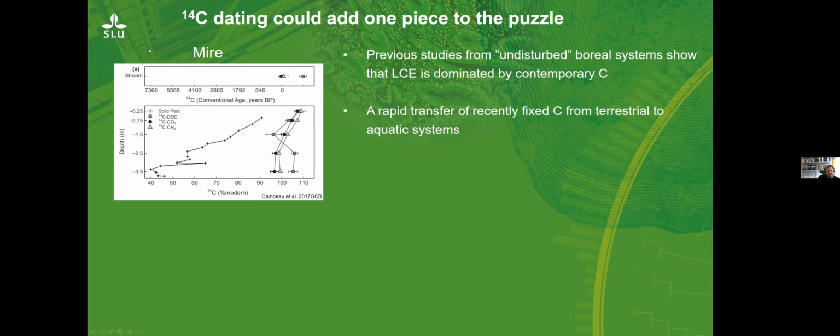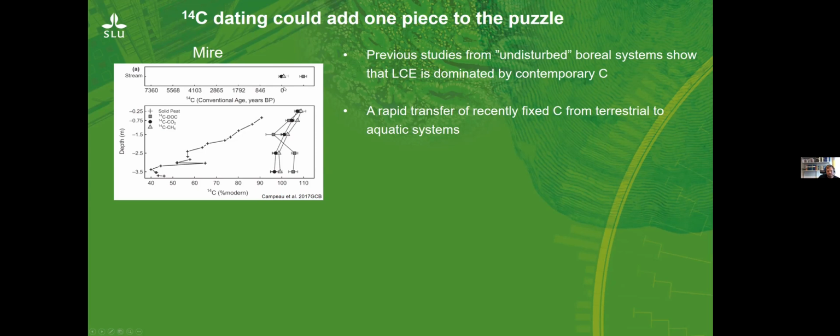And on the top level here, and I should say that this is collected from the Degerö Stormyr, which is one of the control plots we will use in the coming years. And in the top panel here, we have the stream data on 14C content on DOC, CO2, and methane in the water, in the stream water.